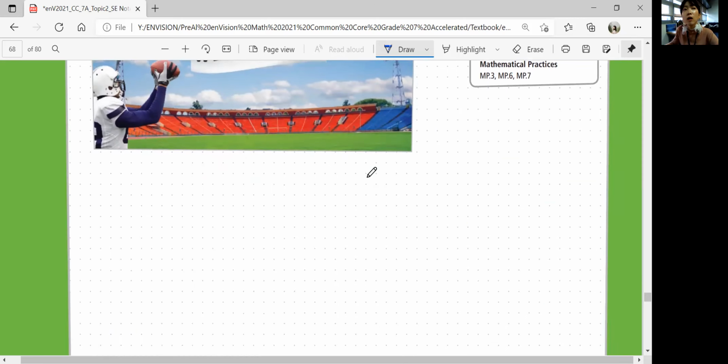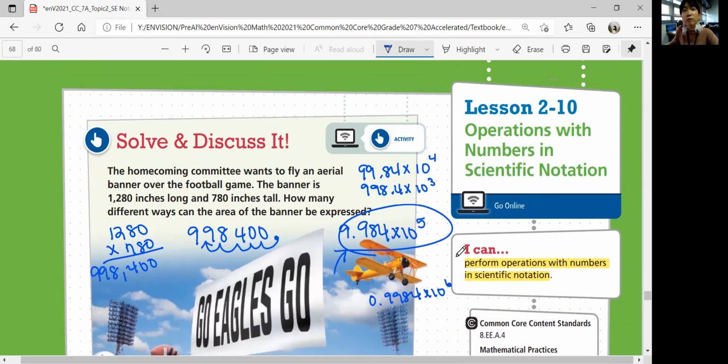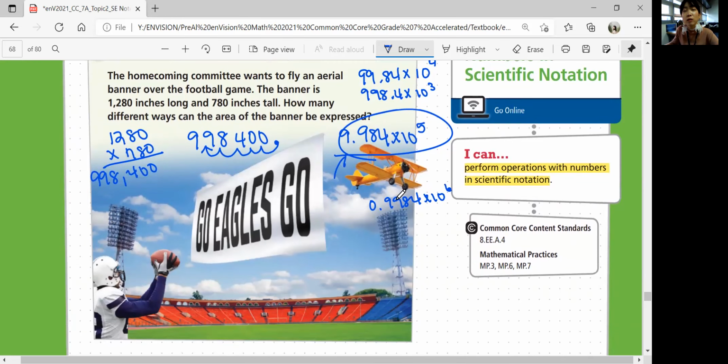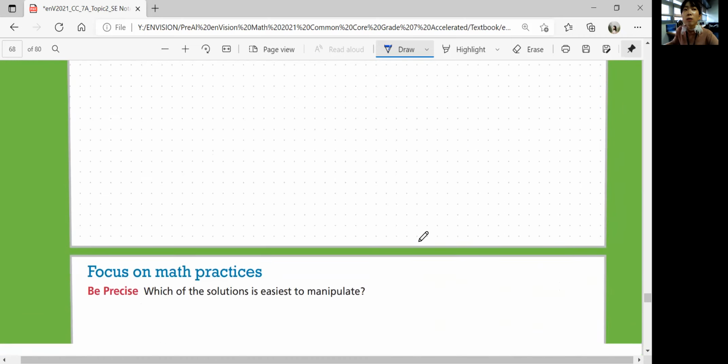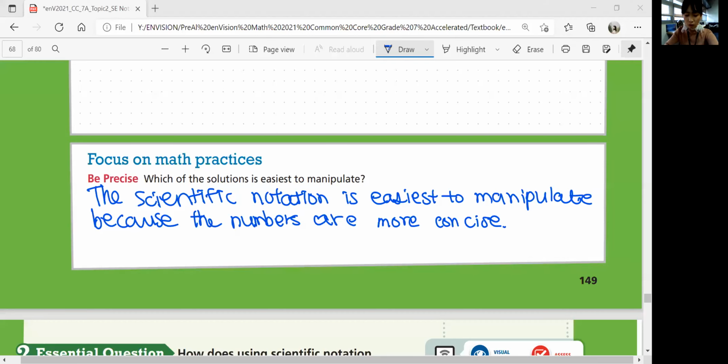Let's look at Focus on Math Practices. Which of the solutions is easiest to manipulate? Which of the notations over here is easiest to manipulate, to use for different problems? Probably the scientific notation, but why? Because the numbers are more concise. And if you're comparing other numbers too, it really helps to have one notation that we all agree on. Let's write that down.